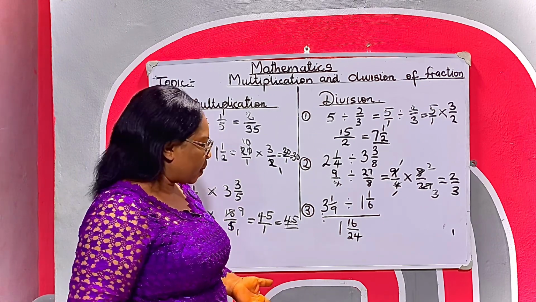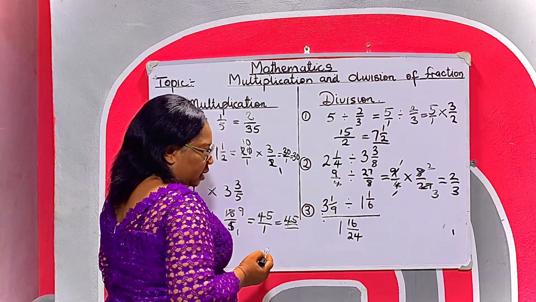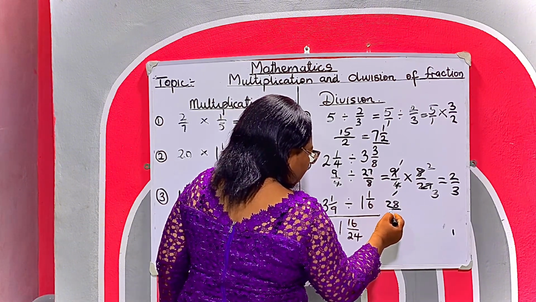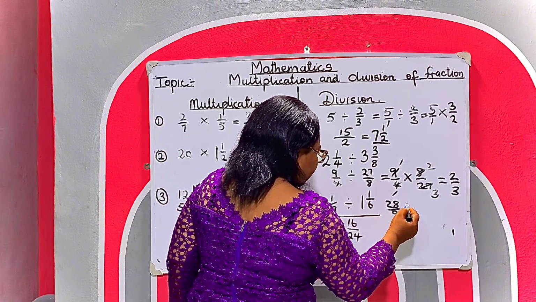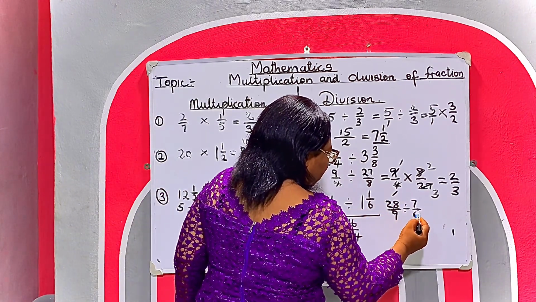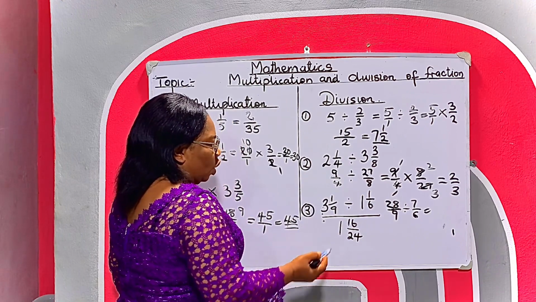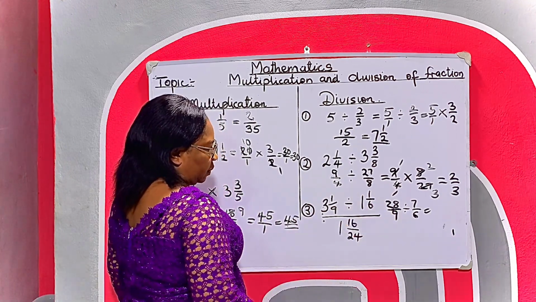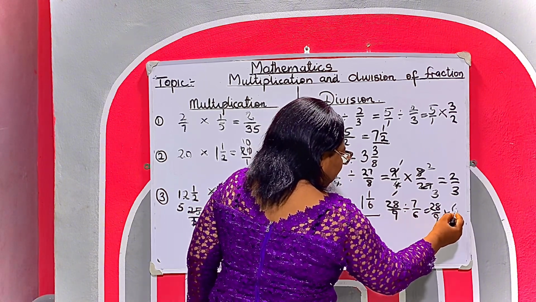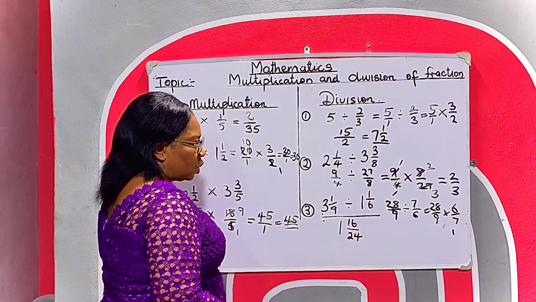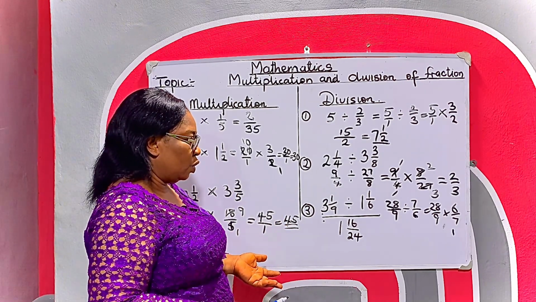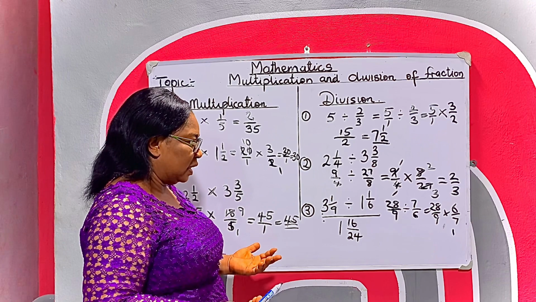So let's start. 9 times 3 will give us 27 plus 1, 28 over 9. Divide by 6 times 1, 6 plus 1, 7 over 6. And when you have done it, you change to multiplication. So we have 28 over 9 times 6 over 7. You turn it. So what will divide up and divide down?